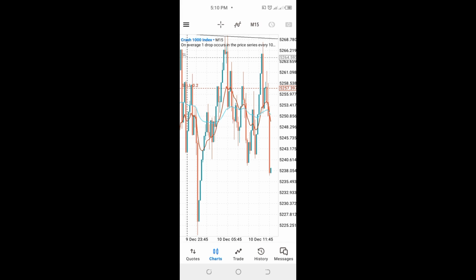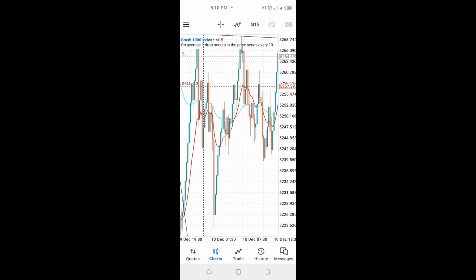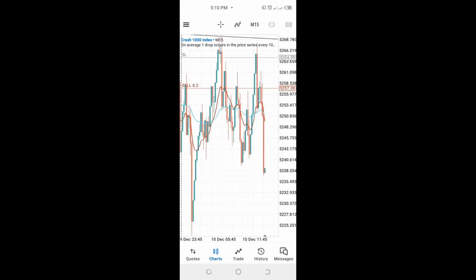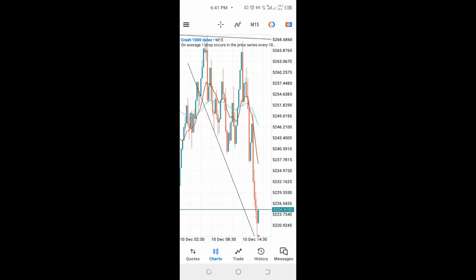What else confirmed the drop for me? The presence of the 200 EMA. So this is where the 200 EMA is. Since price is below the 200 EMA, I also knew that the market was definitely going to drop. So as you can see, this is an update on the crash 1000 index that I talked about, and see how far the market has dropped.